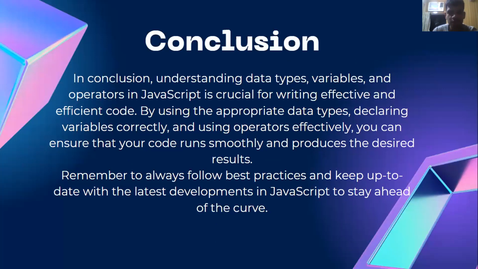Now, for concluding this PPT, in conclusion, I'll say that understanding data types, variables, and operators in JavaScript is crucial for writing effective and efficient code. By using the appropriate data types, declaring variables correctly, and using operators effectively, you can ensure that the code runs smoothly. We also have to remember to always follow the best practices and keep up to date with the latest developments in JavaScript to stay ahead of the curve.